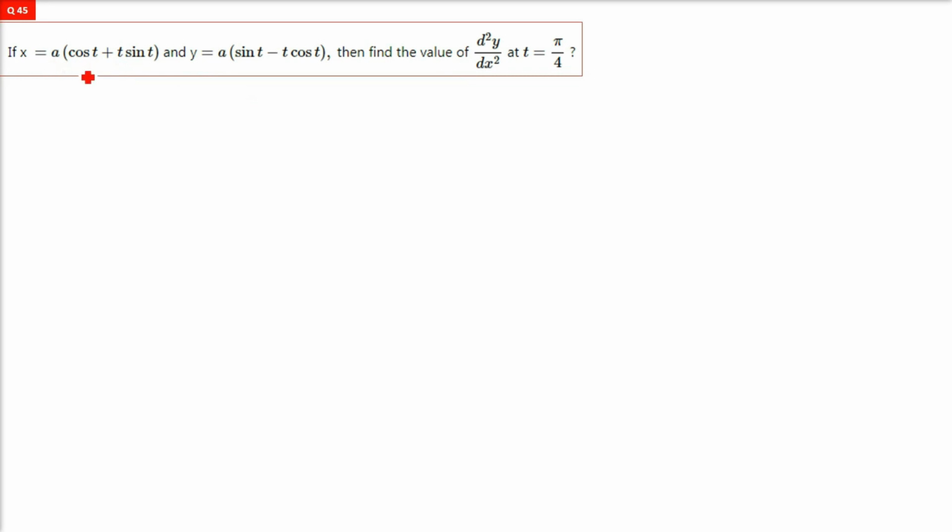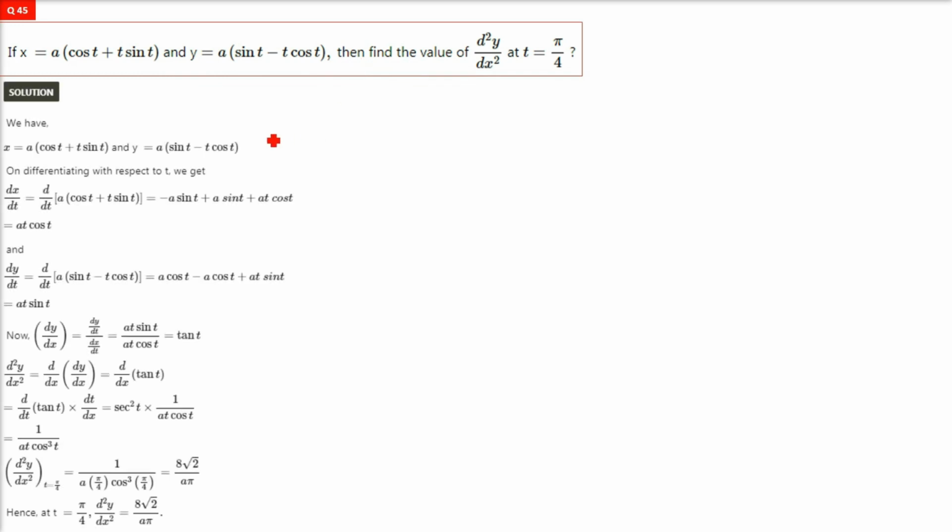Now, x is equal to a cos t plus t sin t, y is equal to a sin t minus t cos t, then find the value of d2y by dx2 at t equals pi by 4. As I said, this question at different values of t we have already done. So x is equal to a cos t plus t sin t. So dx by dt we are going to compute first of all.